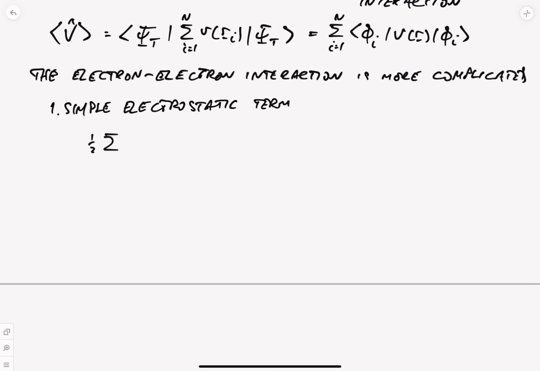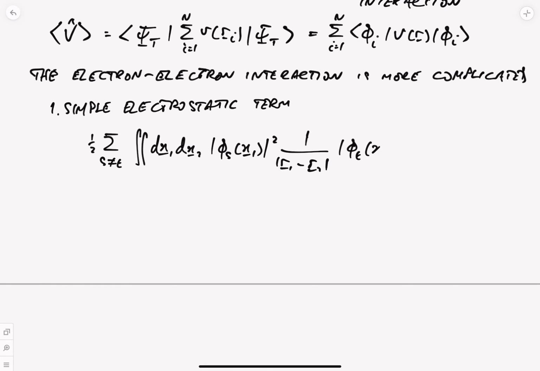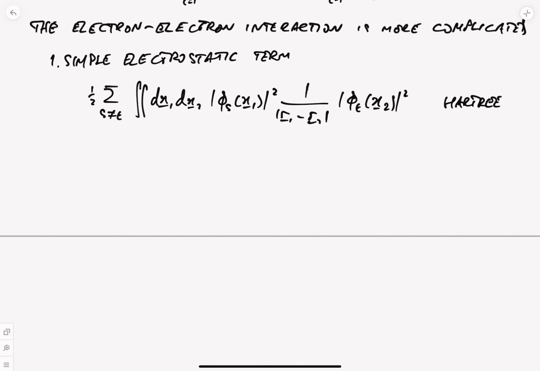So you have a half to avoid double counting, s not equal to t, so that's the two orbitals that we're going to be dealing with. We have a double integral over two positions, dx1, dx2, and we're just going to assume that the spin can be dealt with simply for now, of phi s of x1 squared. So notice that that's effectively a charge density. We have 1 over r1 minus r2, and again I'm using atomic units, and we have phi t of x2 squared. And this is often known as the Hartree term. That's relatively simple to evaluate and is a standard part of any electronic structure code.